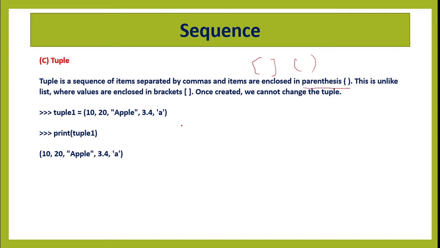Okay, we will see briefly about tuple in the next course. So tuple1 is equal to 10, 20, apple, then 3.1a. We are assigning these values to tuple1. Then we print the value of tuple1, print of tuple1. So it displays the result 10, 20, apple, 3.4 and a.